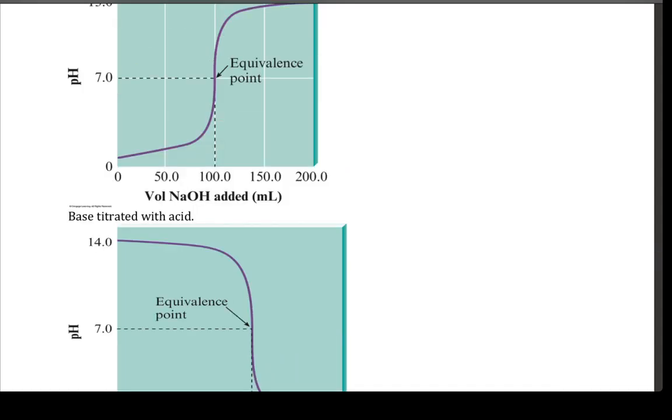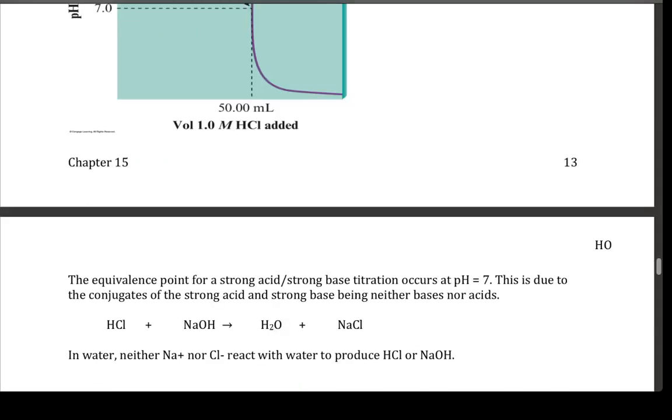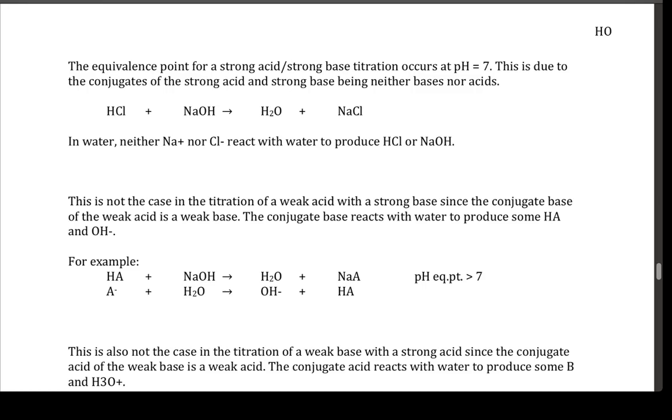We have a very rapid change right at the equivalence point, and that's what makes the titration useful for us, because we can add very little of the one in the burette and get a big change in pH or color change if we're using an indicator to monitor the reaction.